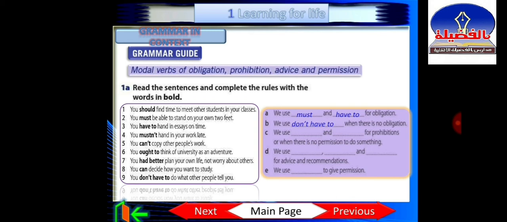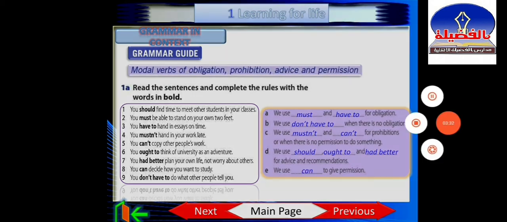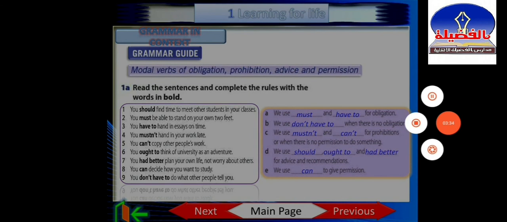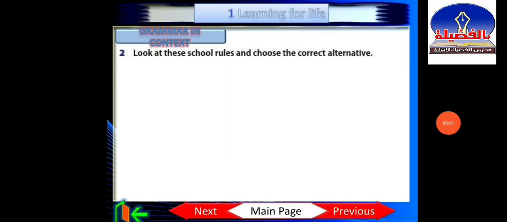C. We use blank for prohibitions, المنع أو الحظر. We can use mustn't and can't. D. We use blank for advice or recommendations, للنصيحة. We can use should, ought to, and had better. The last one, we use can to give permission. Thank you. Let's move to exercise 2.